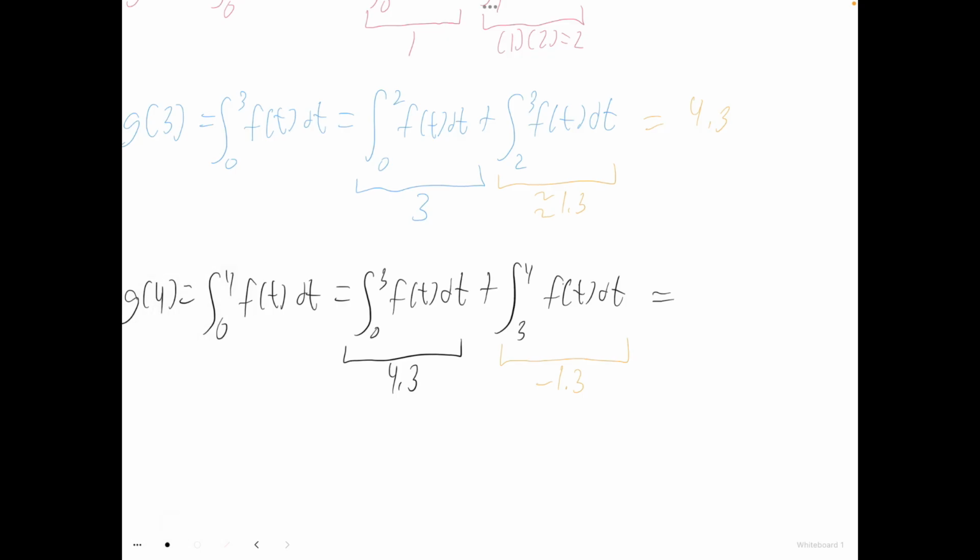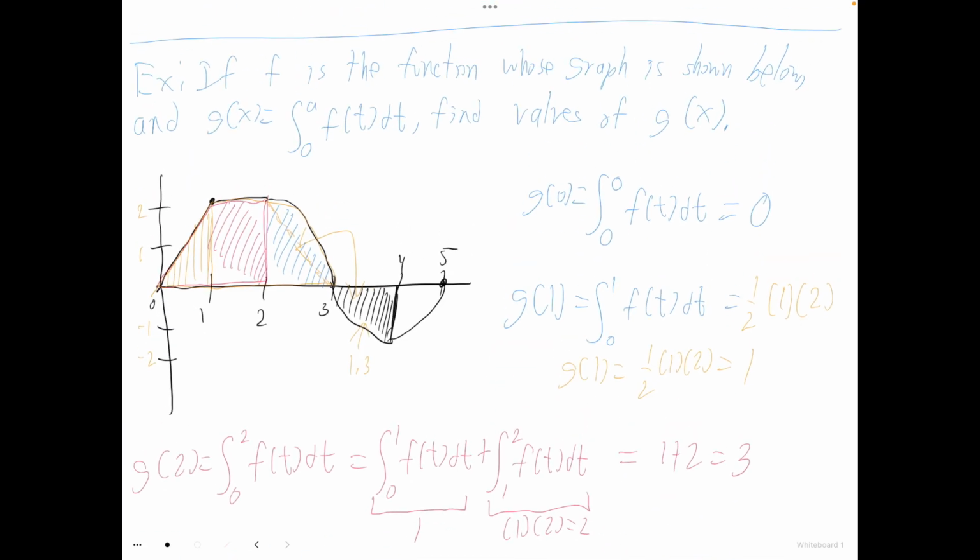Taking into account we are below the x-axis. And so we get that g of 4 has a value of 3 then, which again, it's the net area from 0 to 4. So we get all of this area above, which was 4.3, and then we have to subtract off that 1.3 from below the x-axis.